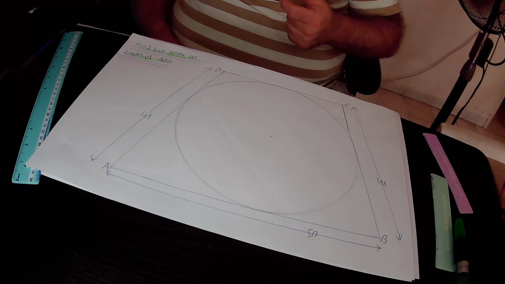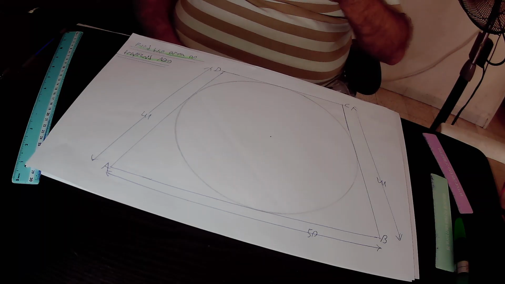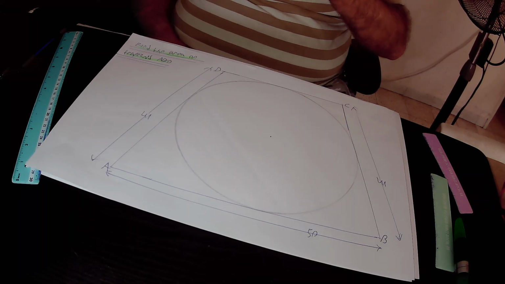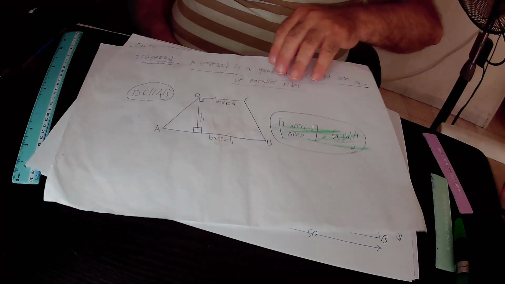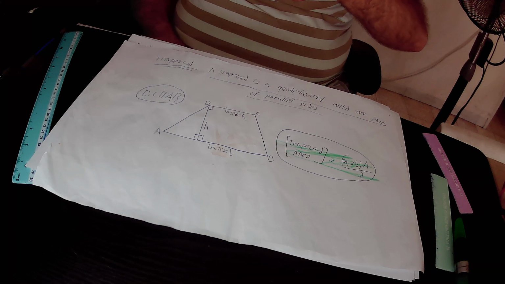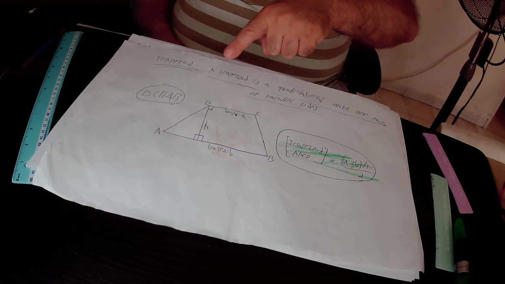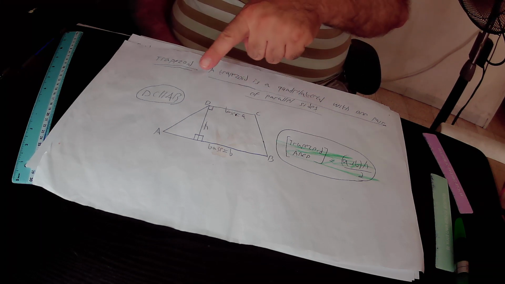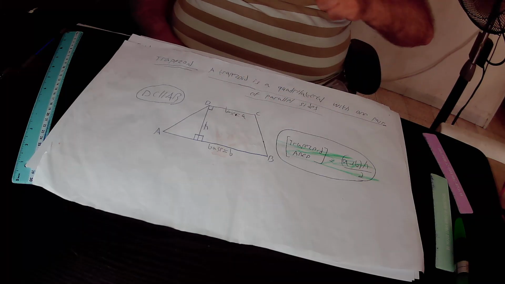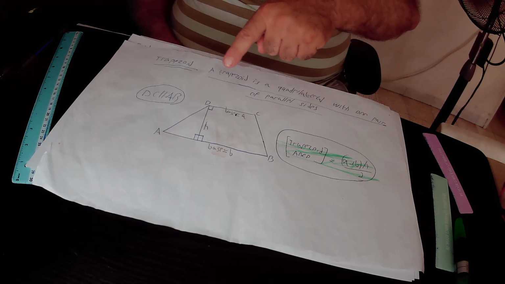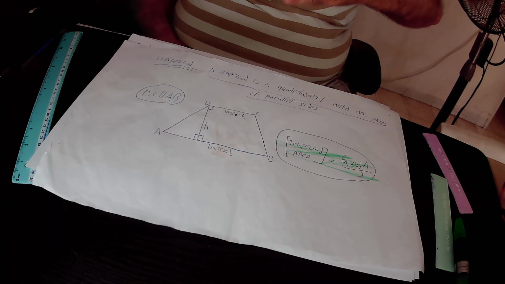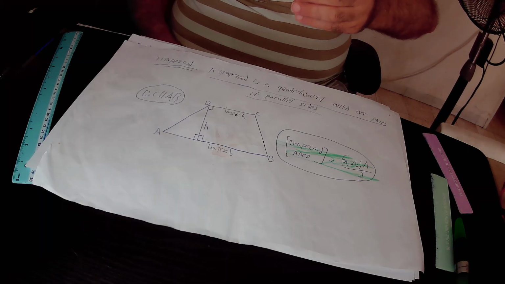So first of all, what is a trapezoid? A trapezoid is a quadrilateral with one pair of parallel sides. This is quadrilateral ABCD. In quadrilateral ABCD, side DC is parallel to the opposite side AB, and therefore quadrilateral ABCD is defined as a trapezoid. The two parallel bases, that is to say DC and AB, are defined as the bases of this trapezoid ABCD.